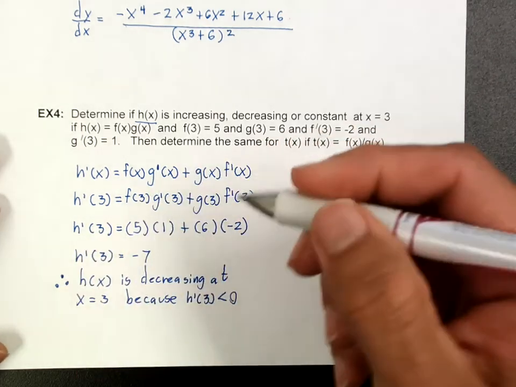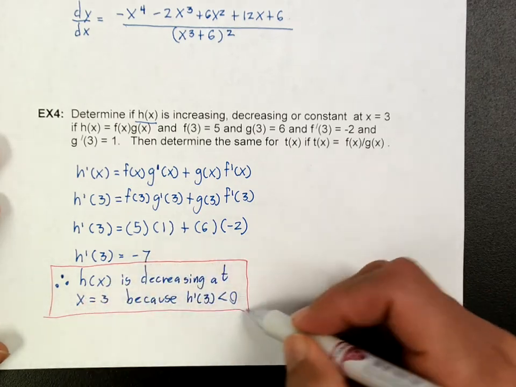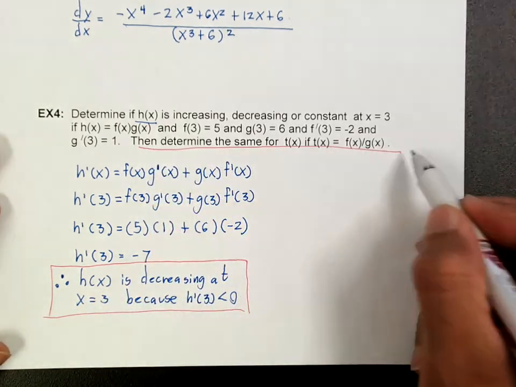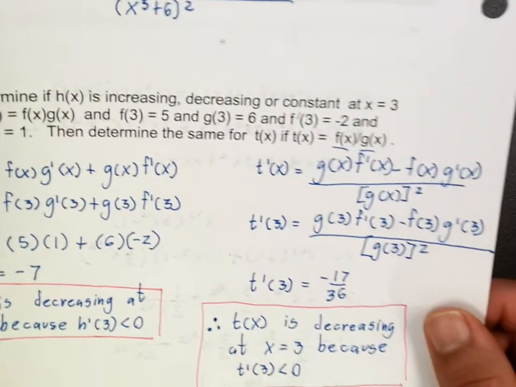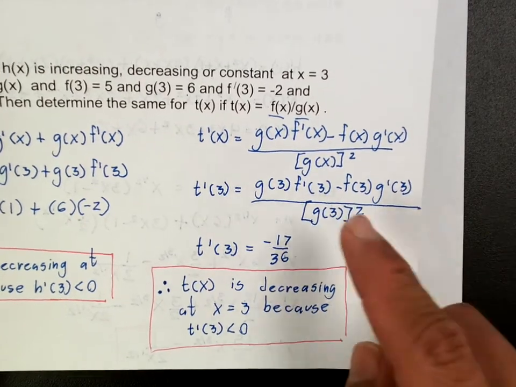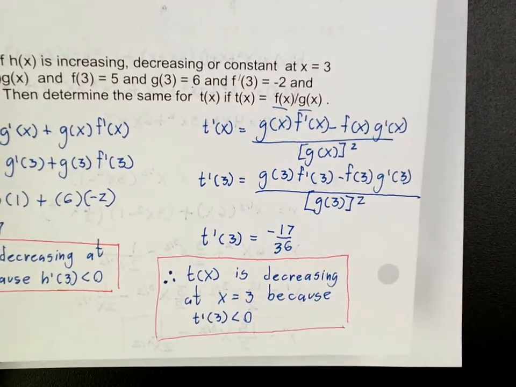Now, because I do not like making a lesson very long, I'm going to go ahead and stop here. However, on the next part it says, then determine the same for this. Now, notice that you're dividing, so you would have to do the same thing, but instead you would have to use the quotient rule, and then that would give you that answer, which is the same thing.